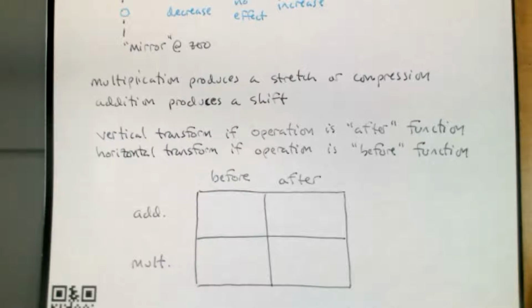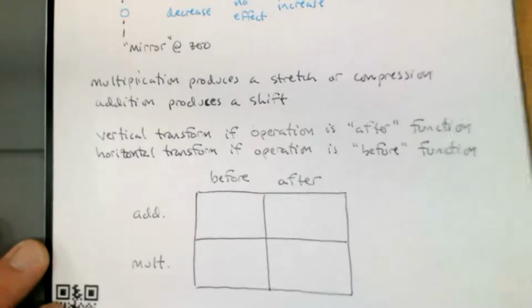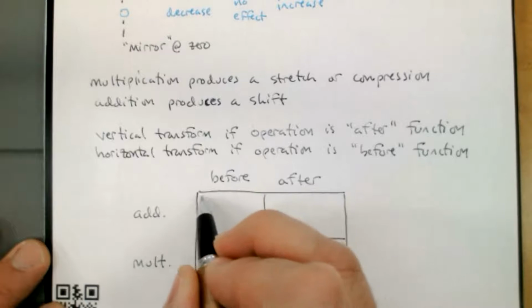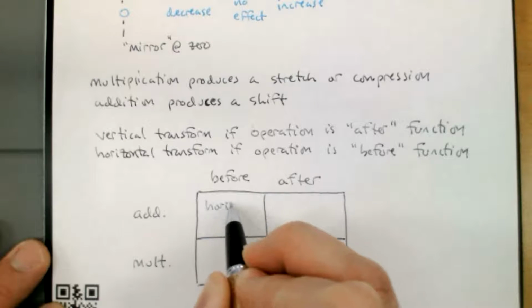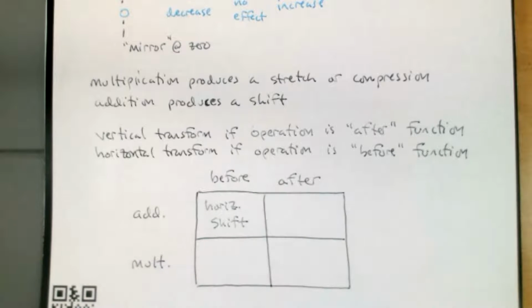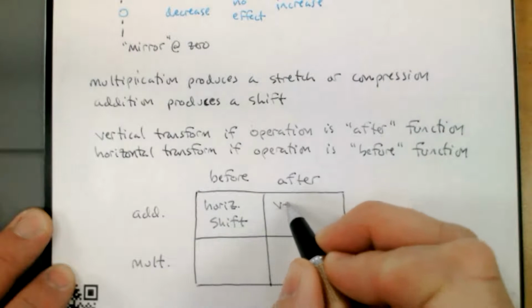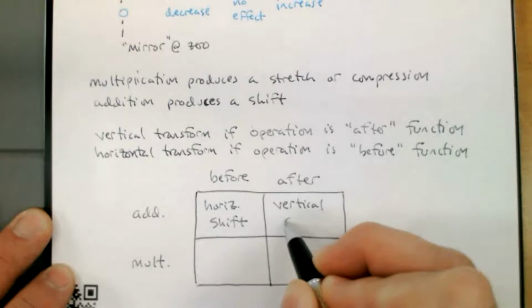So if we have addition, that's going to be a shift. If it happens before the function, that'll be a horizontal shift. So before is a horizontal shift. If I have addition that takes place after the function, that's going to make a vertical shift. After says vertical, addition means shift. Vertical shift.